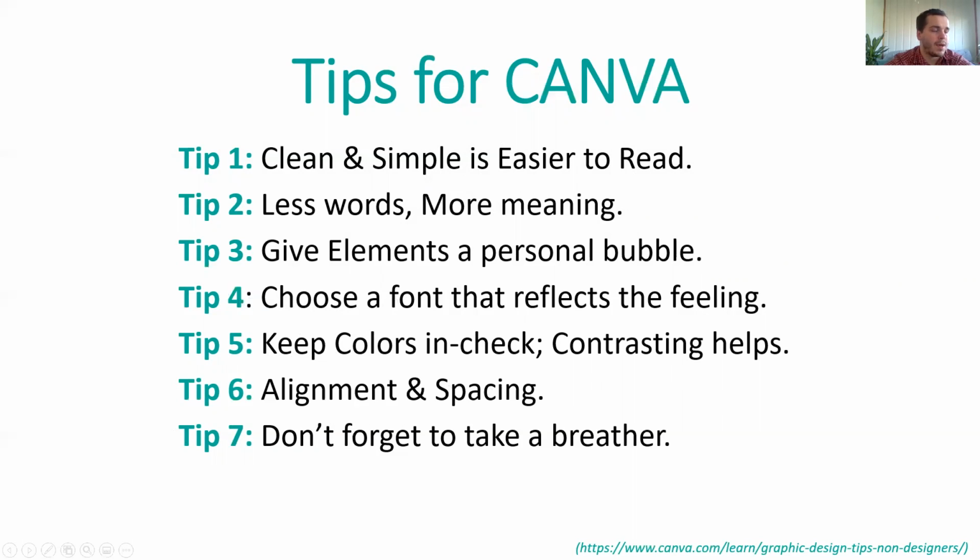Tip number 5, keep the colors in check. Contrasting helps. One issue is if you have too much color, it can actually be very distracting for people to read. A helpful tip is to have one primary color and then kind of a secondary color and a third color. And that way you can kind of compare, you can contrast. You can mostly use bright, like a white background, and then use some darker elements within that so that it kind of balances out with a contrast. Too much color can be very distracting though.